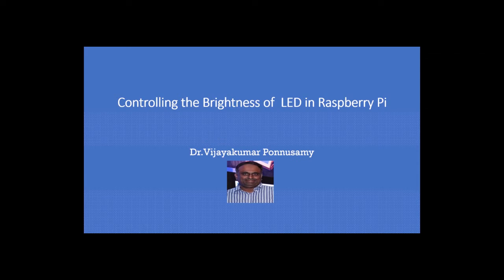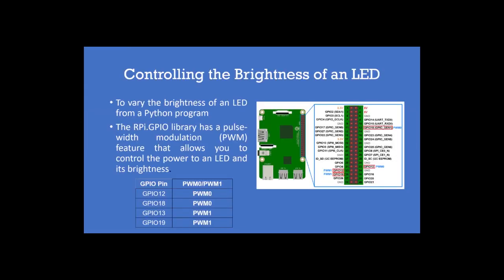Welcome to the session on controlling the brightness of an LED in the Raspberry Pi board. In this session, we are going to see how to control the brightness of an LED by applying the pulse width modulation technique. The brightness of the LED can be controlled by applying pulse width modulation by using the GPIO pins with pulse width modulation output.